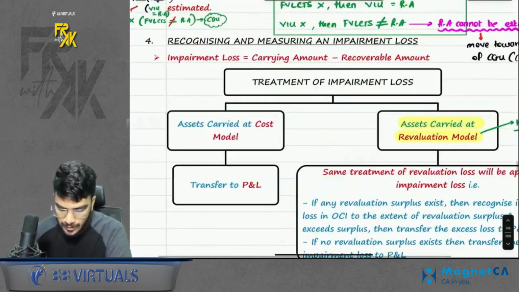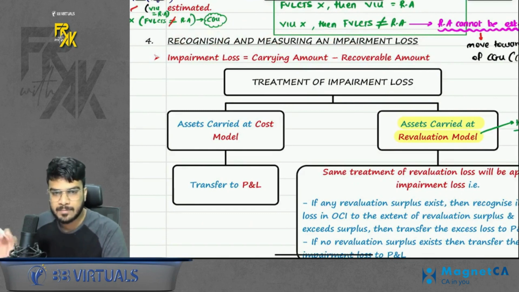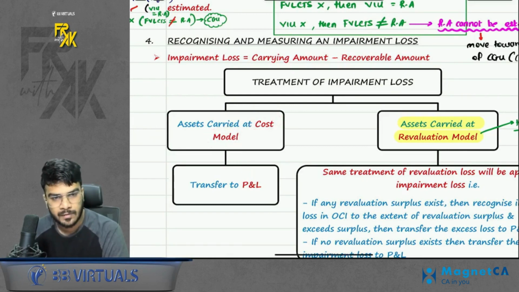Okay. Then the next point is recognizing and measuring an impairment loss. That means in easy words, where will the impairment loss be transferred? So first check asset is at which model. If the asset is at cost model, impairment loss will be transferred to profit and loss.